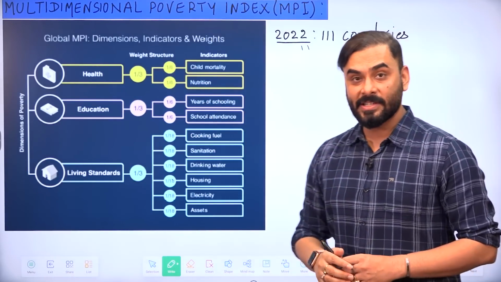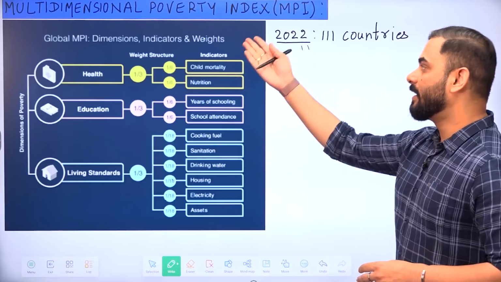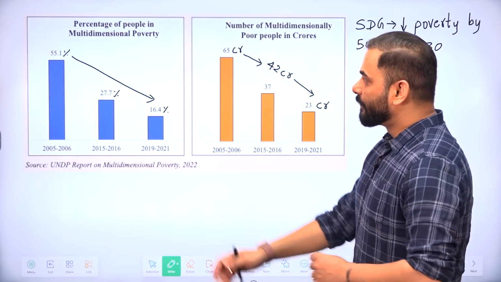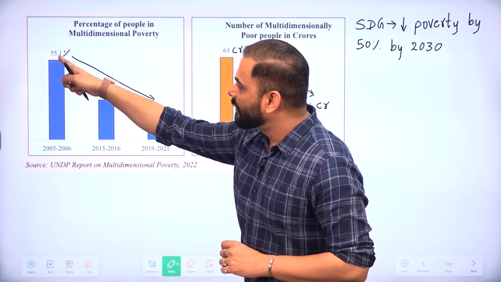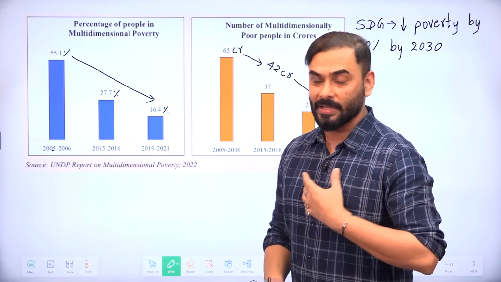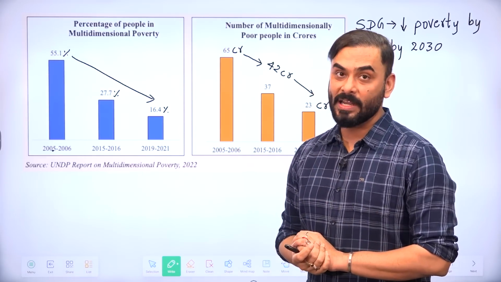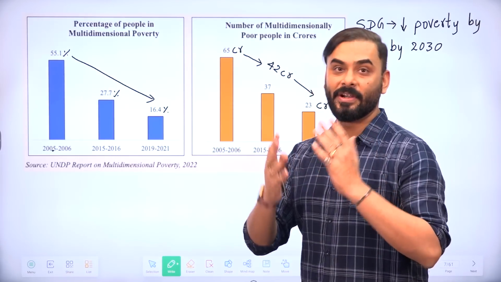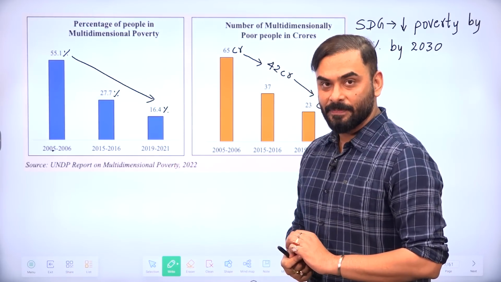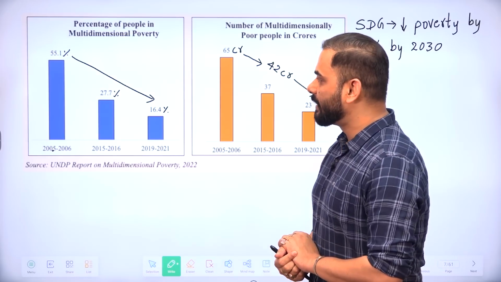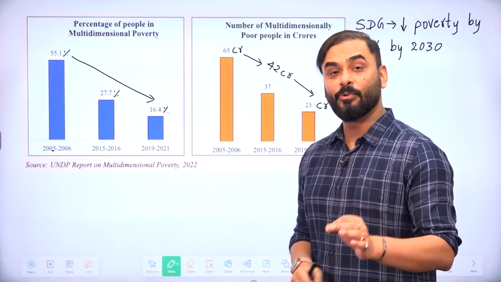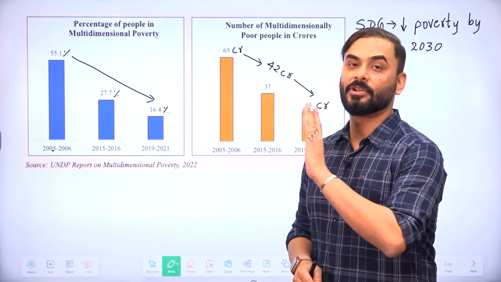Now, if you look at the Economic Survey, it says that for 2022, we calculated multidimensional poverty for 111 countries. And for India, we found something very interesting. According to the Economic Survey, approximately in the year 2005-06, 55.1% of our population was poor, according to the UNDP Multidimensional Poverty Index. So more than half of India's population was suffering from multidimensional poverty. Now, in the year 2019-20, which means approximately 15 years later, we see that the ratio has fallen to 16%. So currently, approximately 16.4% of India is poor according to the Multidimensional Poverty Index.